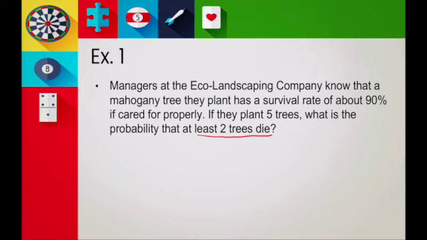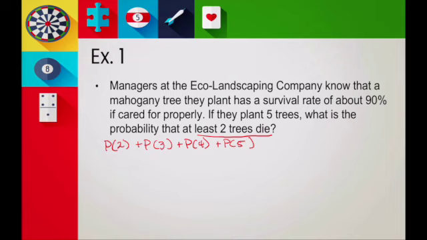So, the probability that at least 2 trees die is going to be the probability that 2 trees die plus the probability that 3 trees die plus the probability that 4 trees die plus the probability that 5 trees die, which is a lot of probabilities.